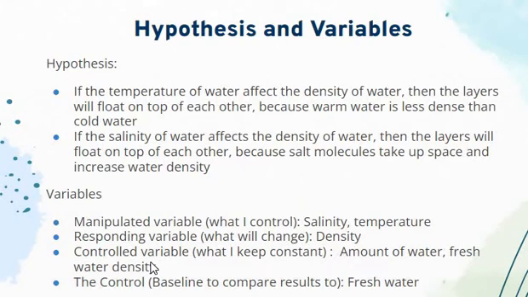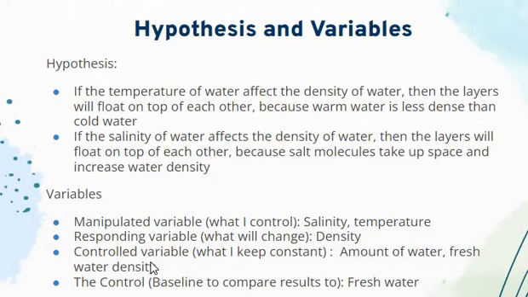If the temperature of water affects the density of water, then the layers will float on top of each other because warm water is less dense than cold water. If the salinity of water affects the density of water, then the layers will float on top of each other because salt molecules take up space and increase water density.